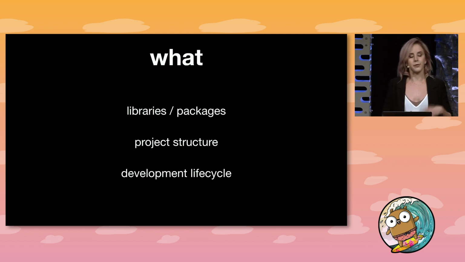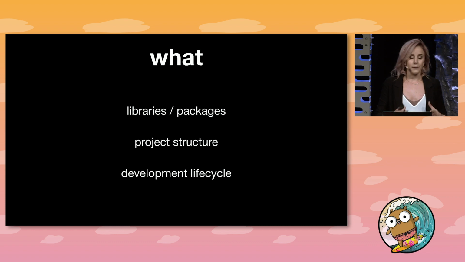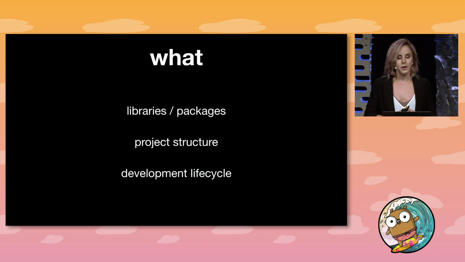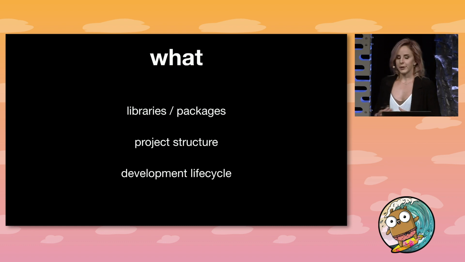Well, we came up with 3 main tenets for defining what that meant. The first was the standardization of libraries and packages of code used in applications. The second was the standardization of applications' project structures. And the third was the standardization of an application's development lifecycle. Let's get a little more into detail about what each of those really mean.